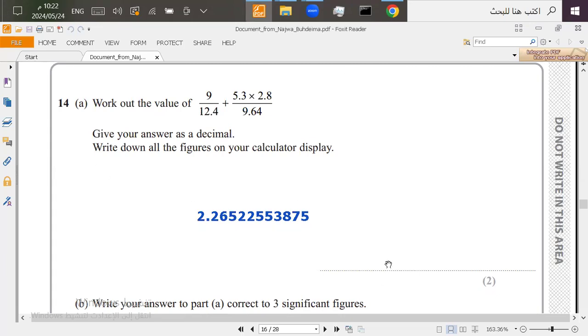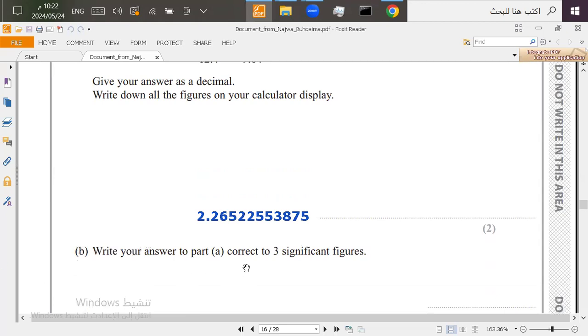In question B, they asked me to write my answer correct to 3 significant figures. It means I need 3 significant figures only. Significant figures means the first 3 numbers, and I can't start with zeros, but I can start with other numbers. So 1, 2, 3.